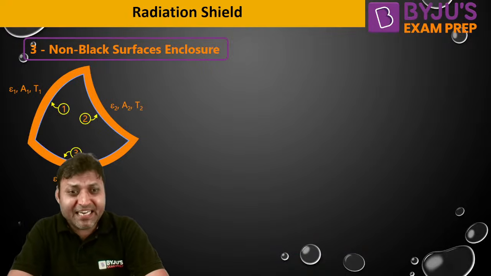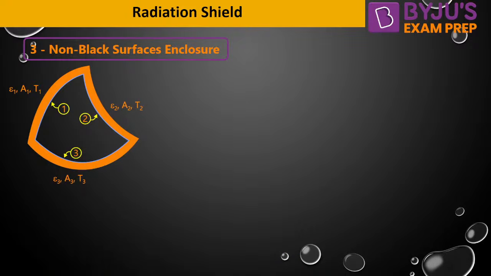Now if it is a 3 surface enclosure, 3 non-black surface enclosure, can you just let me know how many thermal resistances will be there in the circuit diagram? Can you draw the circuit diagram for the given situation? If it is a 3 non-black surface enclosure, all the surfaces are non-black. Emissivities are epsilon 1, epsilon 2 and epsilon 3, and areas are A1, A2, A3. Temperatures are T1, T2, T3. It can be treated as an enclosure. So how many thermal resistances will be there?